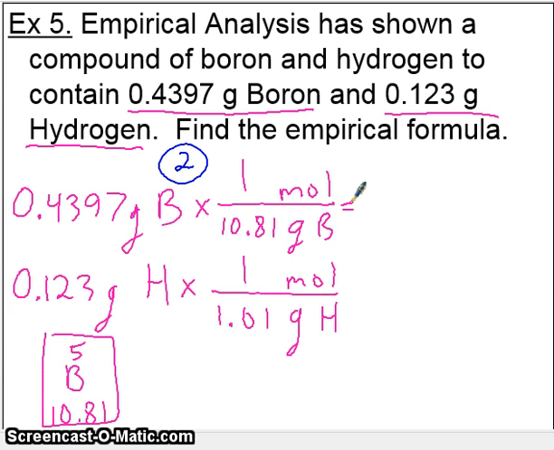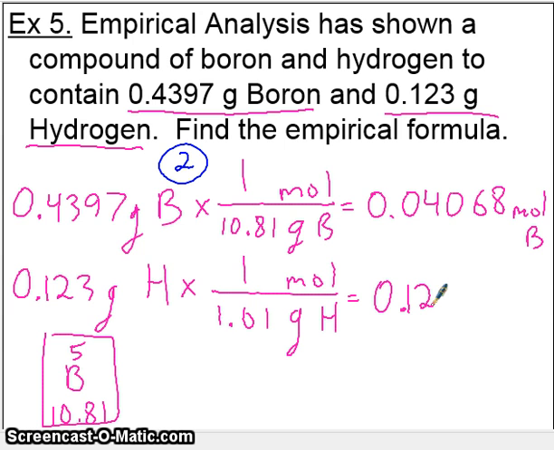Go ahead and divide or multiply these through to get your moles. So we do 0.4397 divided by 10.81. Go ahead and do this with me. And we get ourselves 0.04068 moles of boron. If you just do the same thing for hydrogen, you'll get a number that looks like 0.1218. Since we have 3 sig figs here, let's go ahead and use 4 sig figs for now.